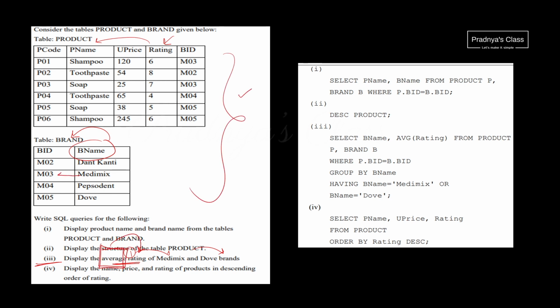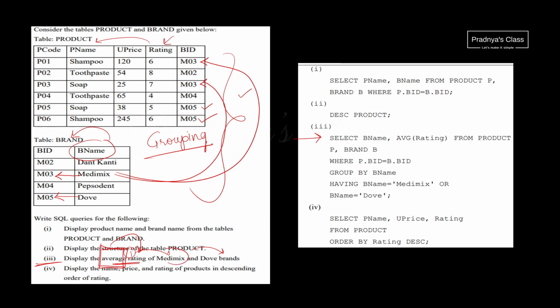When we match the common column, it is clear that there are two ratings for the Medimix brand. Then what about Dove brand? For it also there are two ratings. Means here we need to do grouping based on the brand name. Alright, let's try to figure out the query.